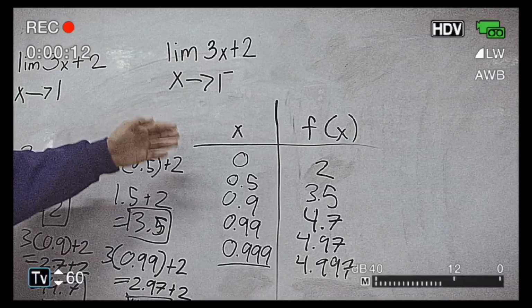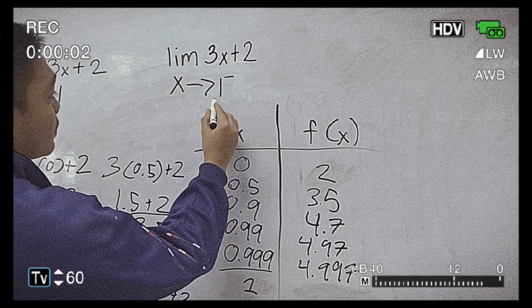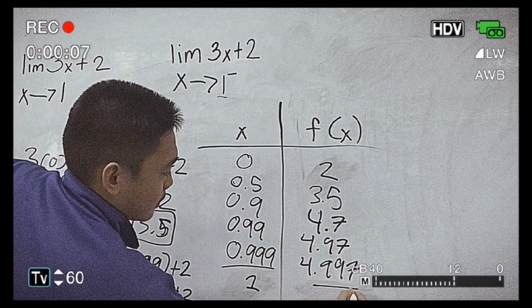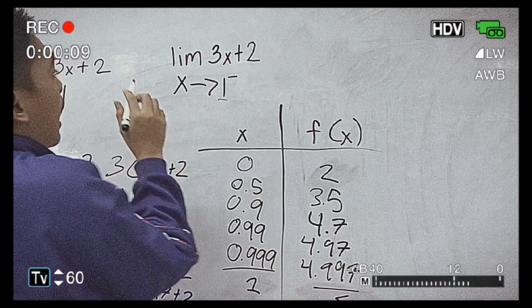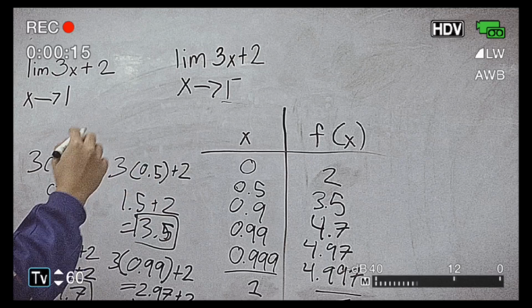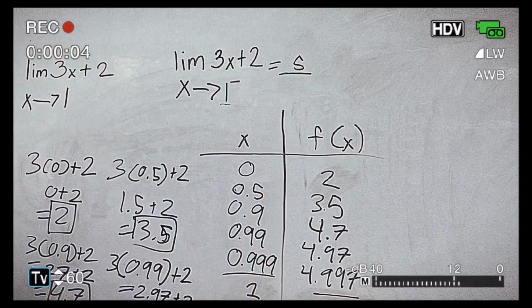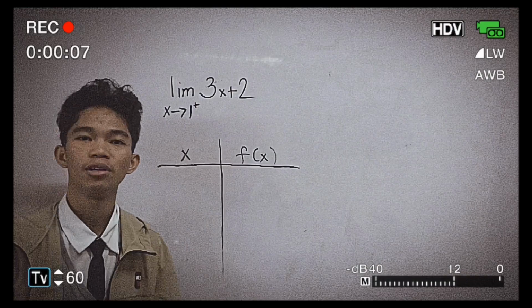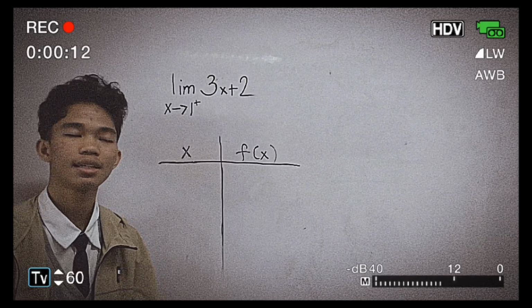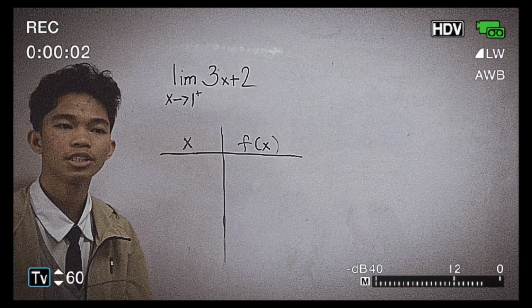As we can see here, the value of our x is approaching 1, which is our c, and the value of our f of x is approaching 5. Our limit of 3x plus 2 as x approaches 1 from the left side is equivalent to 5. Now, the right-hand limit. We can get the value of the right-hand limit using the same process as the left hand, just that the value of your x must be greater than your c, which is 1.